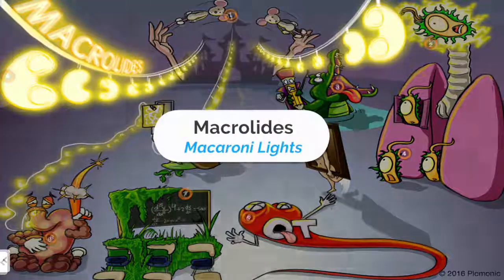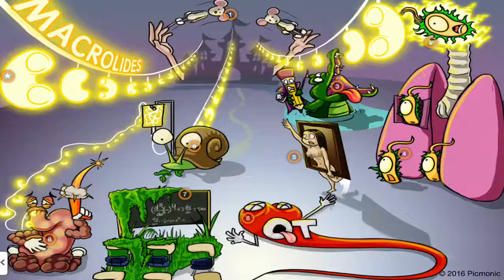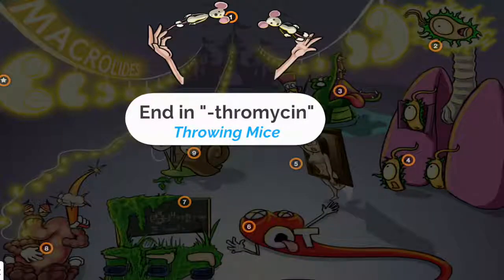Let's take a look at another drug class of antibiotics, macrolides. Now, macrolides are really high yield because they're so commonly given. So macrolides, you can remember the macaroni lights here inside of our Picmonic. But what are the endings here that's different? And don't mix this one up. It's really important. Everything's important. What is the drug ending you need to know with macrolides? It's thromycin. So for thromycin, we like to use in Picmonic the throwing mice, and you can remember them right here being tossed around.